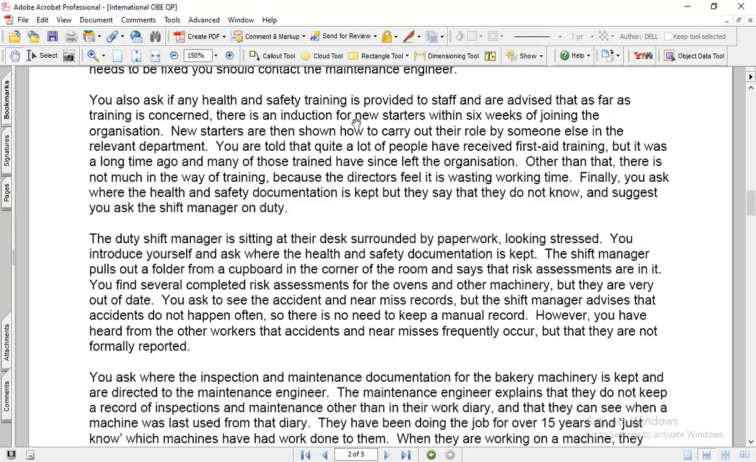So apart from these two trainings, the induction training and the first aid training earlier, there is no such training now as the directors feel it's a waste of working time. Finally, you ask where the health and safety documentation is kept, but they say that they do not know and suggest you ask the shift manager on duty.